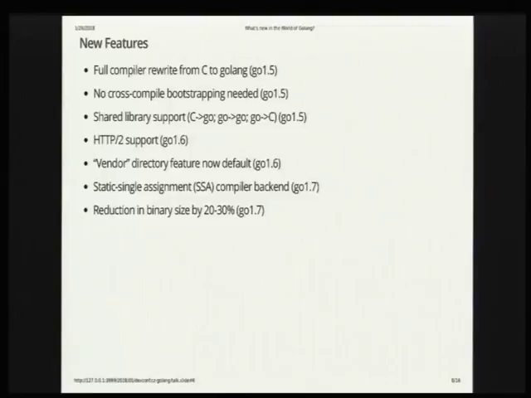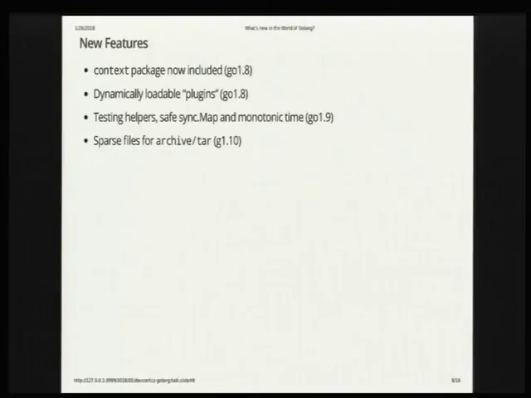Context is now included in Go; there was an external library for that. That was one of the few times that they wholesale brought an external package into the standard library, just because it was a pattern that they were seeing so often, and they wanted to be able to use it inside of the standard library as well. So then in Go 1.8, separate from shared libraries, they added plugins.